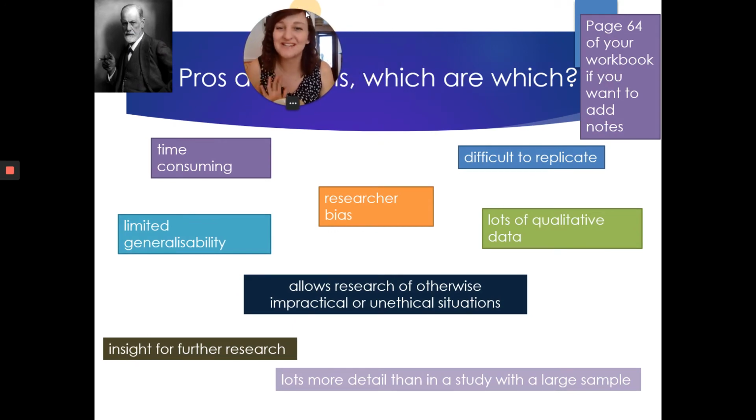Pros and cons, which one is which? Hopefully these are nice and straightforward. So they are incredibly time consuming. So if you think of somebody like Clive Wearing, it's going to take a lot of time to get the data that you need and that's interesting. There's going to be some researcher bias. So if they are really interested in that area, which of course they are, maybe they're going to want to manipulate some of the data to fit what they want. They've put a lot of time and a lot of effort, so they're going to want to find those results.